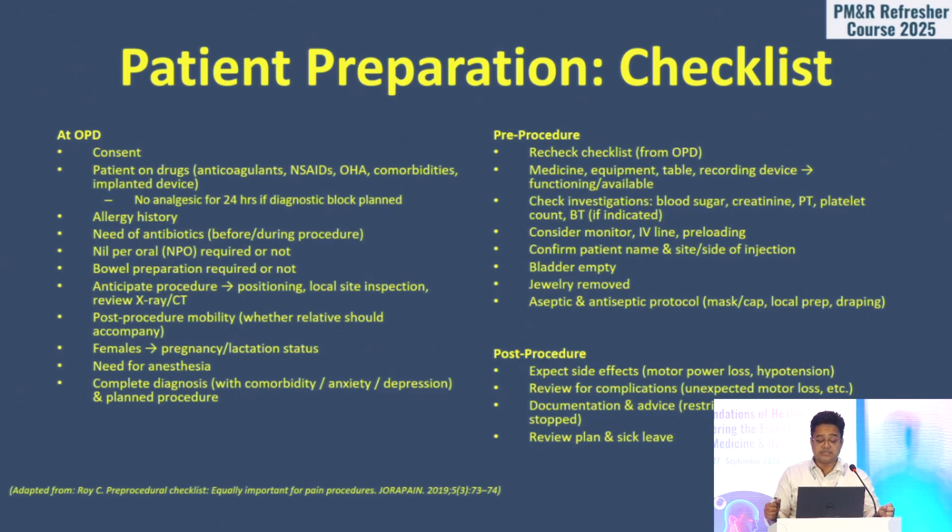Pre-procedure, recheck the checklist from the OPD: medicine, equipment table, recording device functional and available. Check investigations: blood sugar, creatinine, PT/INR, platelet count. Consider monitor, IV line, preloading. Confirm patient name and site of injection. It is essential to check whether the bladder is empty, jewelry removed, and follow aseptic or antiseptic protocol.